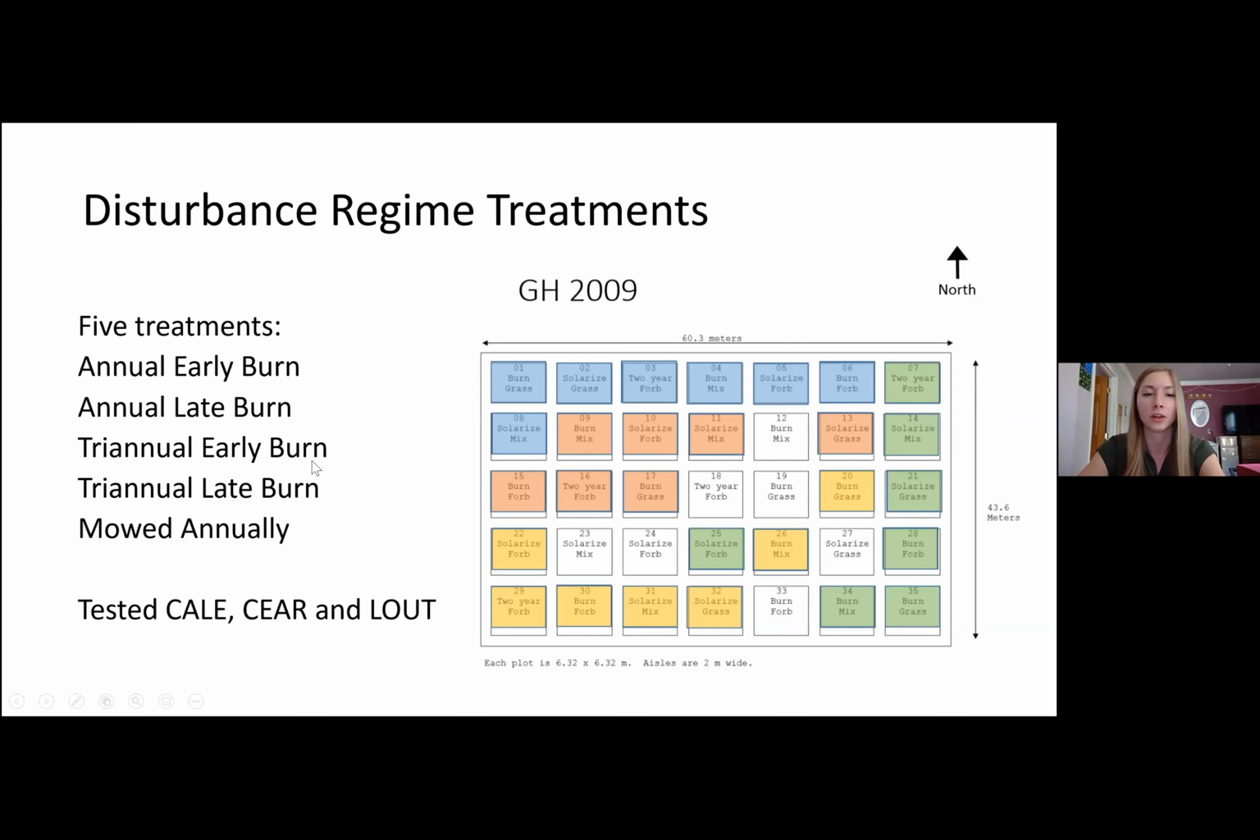Our triannual early burn, so annual meaning burned once a year, triannual means burning once every 3 years, not 3 times a year. And finally, our mowed annually plot, which contrasts to plots that were burned. It was quite difficult to collect enough plant samples across all 5 different treatments to account for a statistical test between plant species. So only kale, sear, and lout were chosen for use in this test.